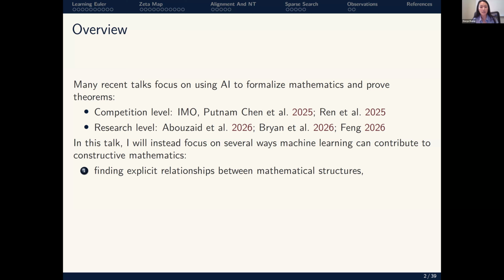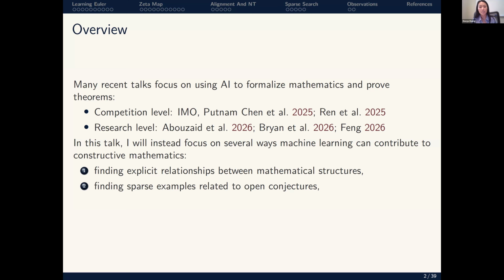You might find this kind of interesting because machine learning models are known to describe relationships rather well, but a lot of times they're being regarded as black boxes. So today we want to show that the black box can be opened and you can really get an explicit handwritten relationship between mathematical structures.